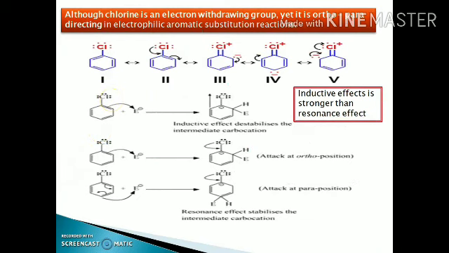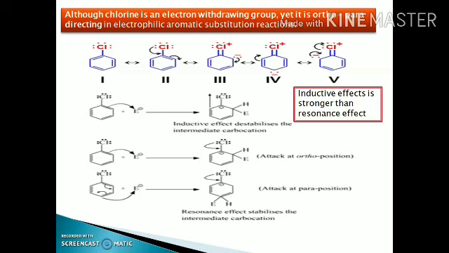Now come to the next question. This question is very important from the examination point of view. Although chlorine is an electron withdrawing group, it is ortho-para directing in electrophilic aromatic substitution reactions. In this question, you have to explain why chlorine or other halogen groups lead to the formation of ortho-para products during electrophilic substitution reactions.